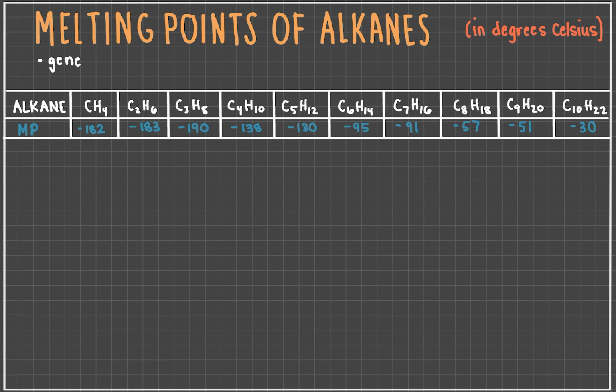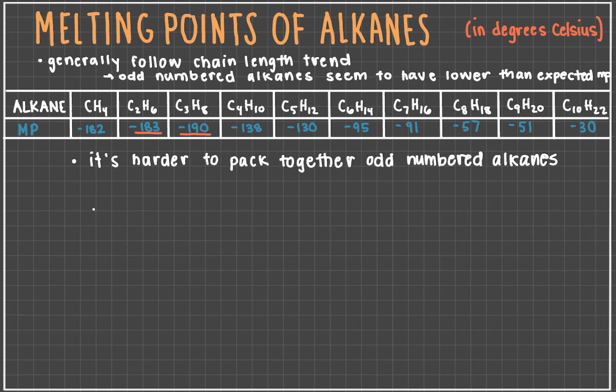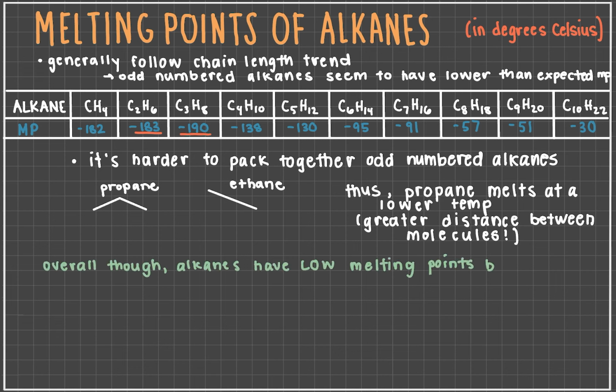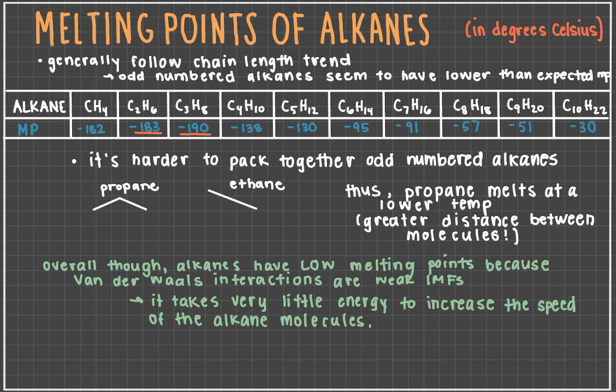As we move on, we can see that the melting points of alkanes also generally follow the chain length trend. Odd number alkanes, however, seem to have lower than expected melting points, and this can be due to less symmetry than their even counterparts. It's more difficult to pack together a large group of propane molecules compared to ethane molecules, resulting in propane having a lower, in this instance, more negative melting point. Because van der Waals interactions are very weak intermolecular forces, the melting points of alkanes are very low. In short, it takes very little energy to increase the speed of molecules to where they can move more freely. Increased molecular movement is a characterization of the liquid state.